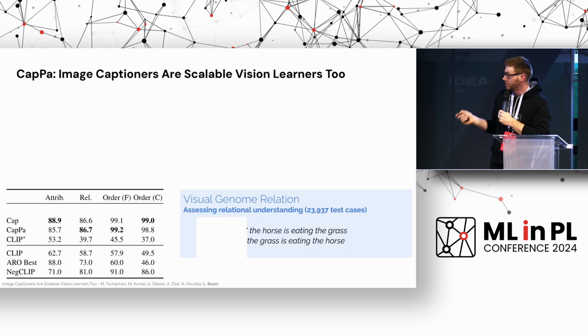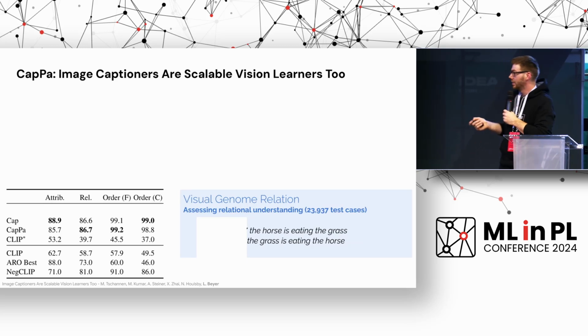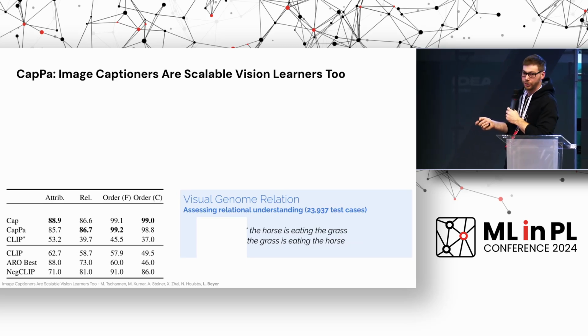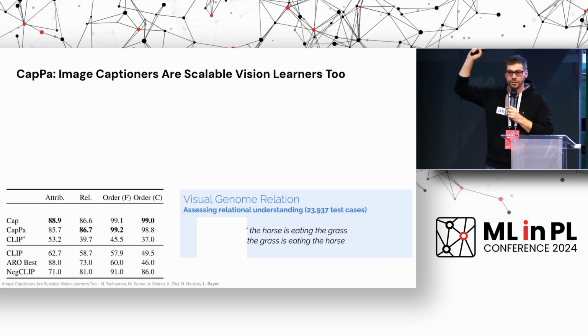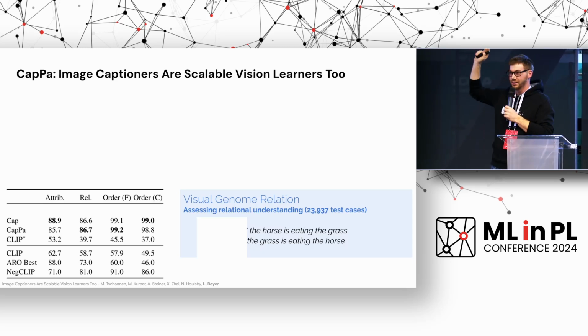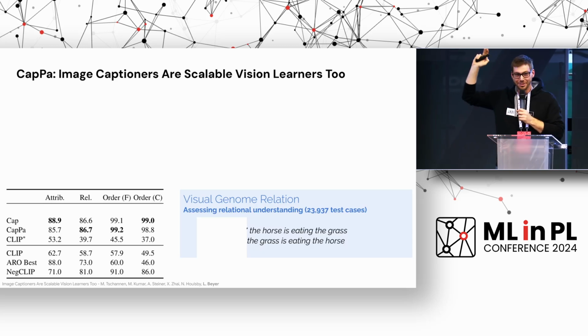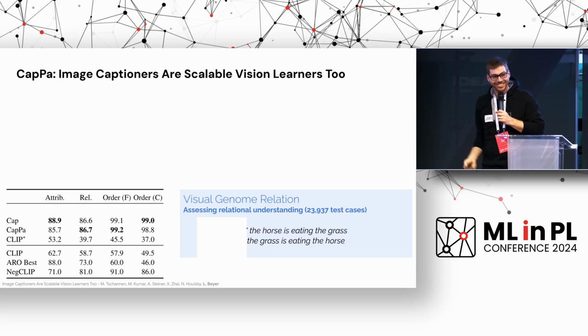So this is an example from the paper itself. I'm hiding the image here. I will reveal it later. But the task would be, which of these two captions corresponds to the image? The horse is eating the grass, or the grass is eating the horse? Who says the first one? Who says the second one? Really? How do you even picture grass eating a horse? What's wrong with you?